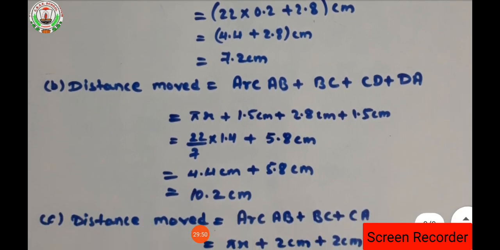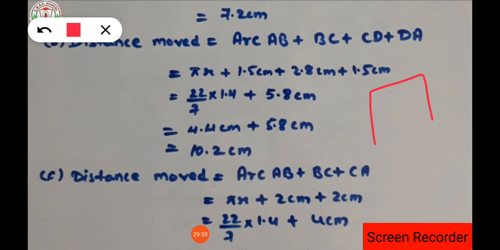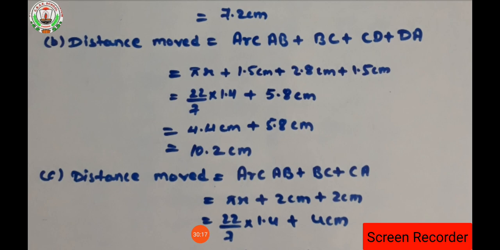Next, distance in the second figure. Arc AB plus BC plus CD plus DA. Since the distance is more, the arc is like this, isn't it? A, B, C, D, like this. If we start from A, then A to B, B to C, C to D, and then the arc, it has to cover the distance. So arc AB plus BC plus CD plus DA we have to solve. The arc means the perimeter of a semicircle, that is pi r. Pi value is 22/7, r value is 1.4.